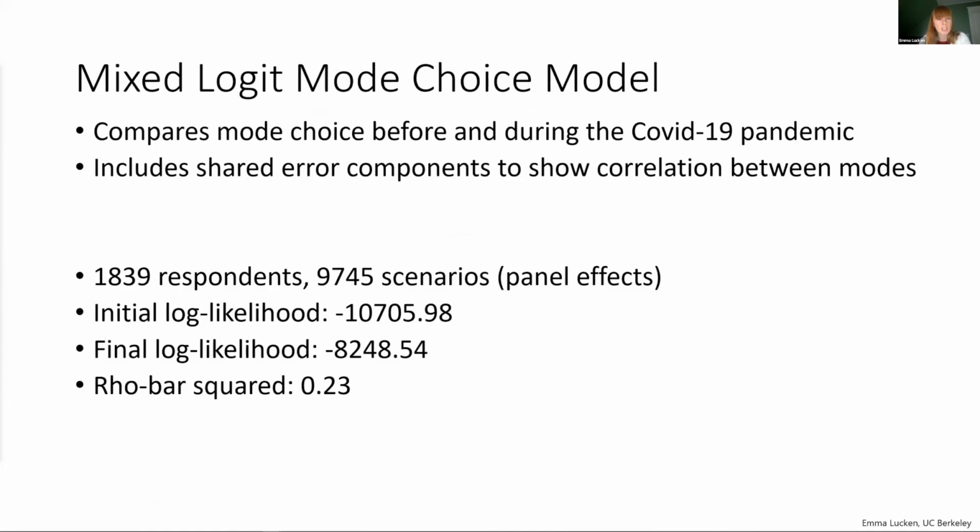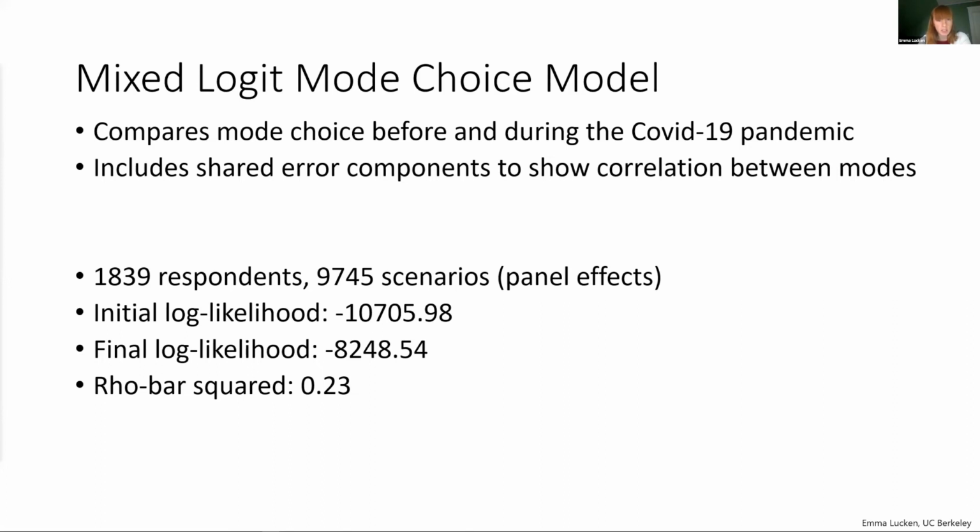So from this data, we estimated a mixed logit mode choice model that compares preferences before and during the pandemic, and then it also includes shared error components to start to see how microtransit is correlated with these other modes that I just described that we had in the model. And I'll be talking more about that piece in actually the flash session 1. But right now I'll focus more on the other parts of the model.